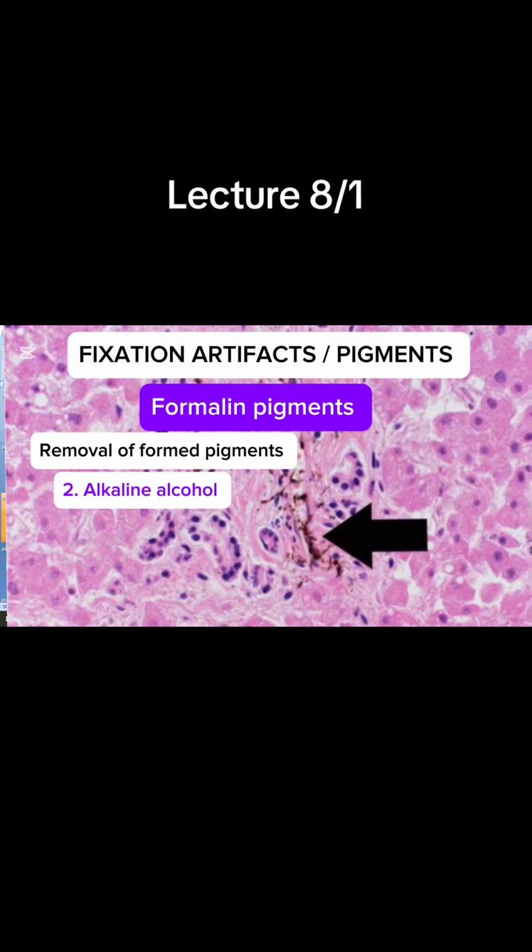Number two, alcohol environment. In this case, alcohol serves as a solvent, which enhances tissue penetration and helps dissolve the hydrophobic compounds of the pigment. Number three, ion chelation and neutralization. In an alkaline environment, the ferric ions in the formalin pigment are neutralized or precipitated, leading to pigment removal.